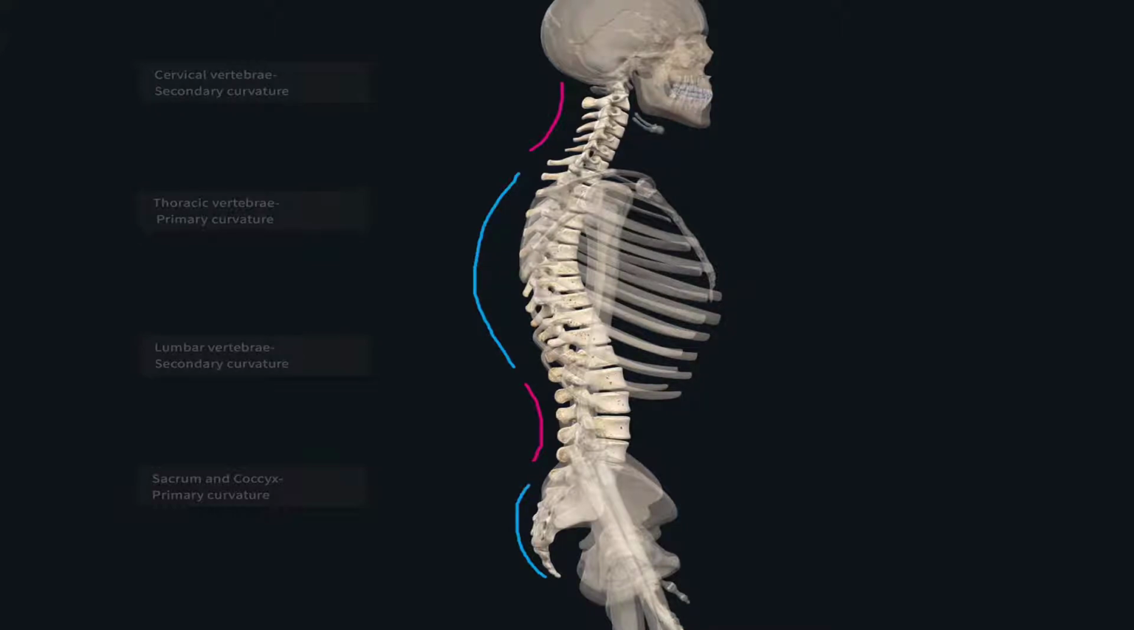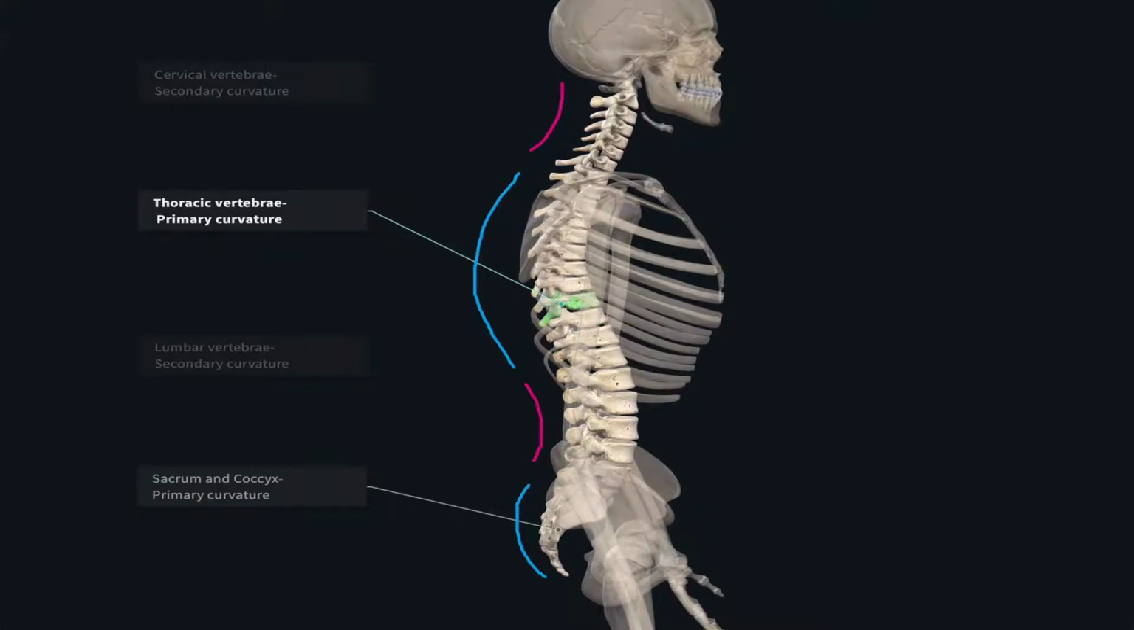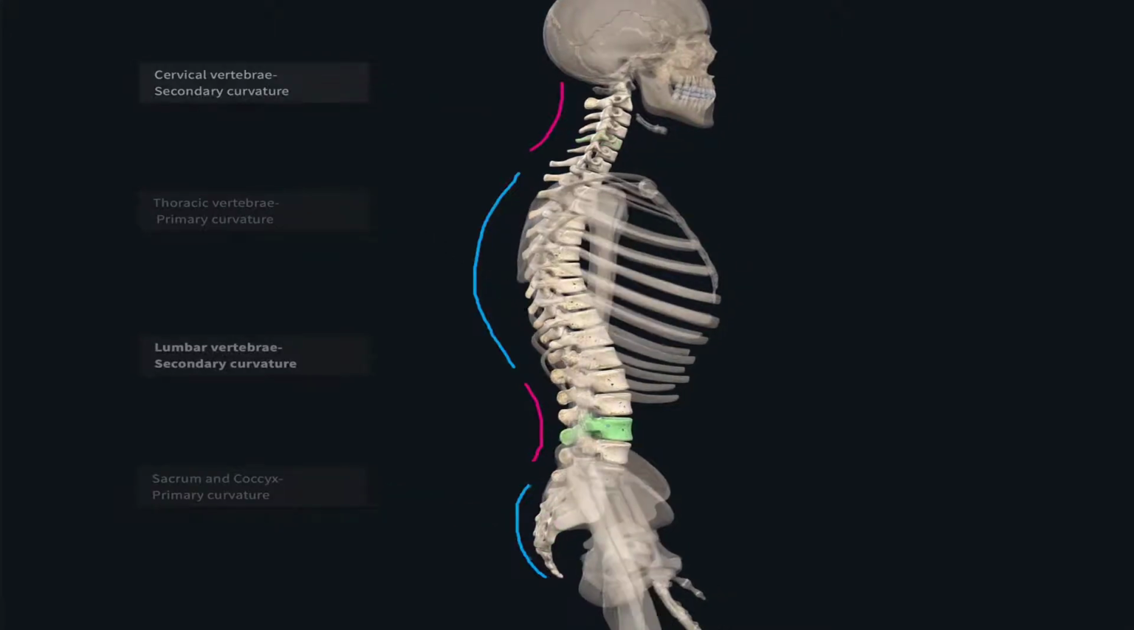The thoracic primary curvature is referred to as a kyphosis, as is the sacral and coccygeal curvature. Kyphosis refers to the curvature that will bulge out to you were you to be looking at the posterior aspect of an individual's back. The cervical and indeed lumbar curvatures, the secondary curvatures, are deemed to be lordoses. That would be the opposite of a kyphosis, in that it would dip away from you were you to be looking at the posterior aspect of an individual's back.